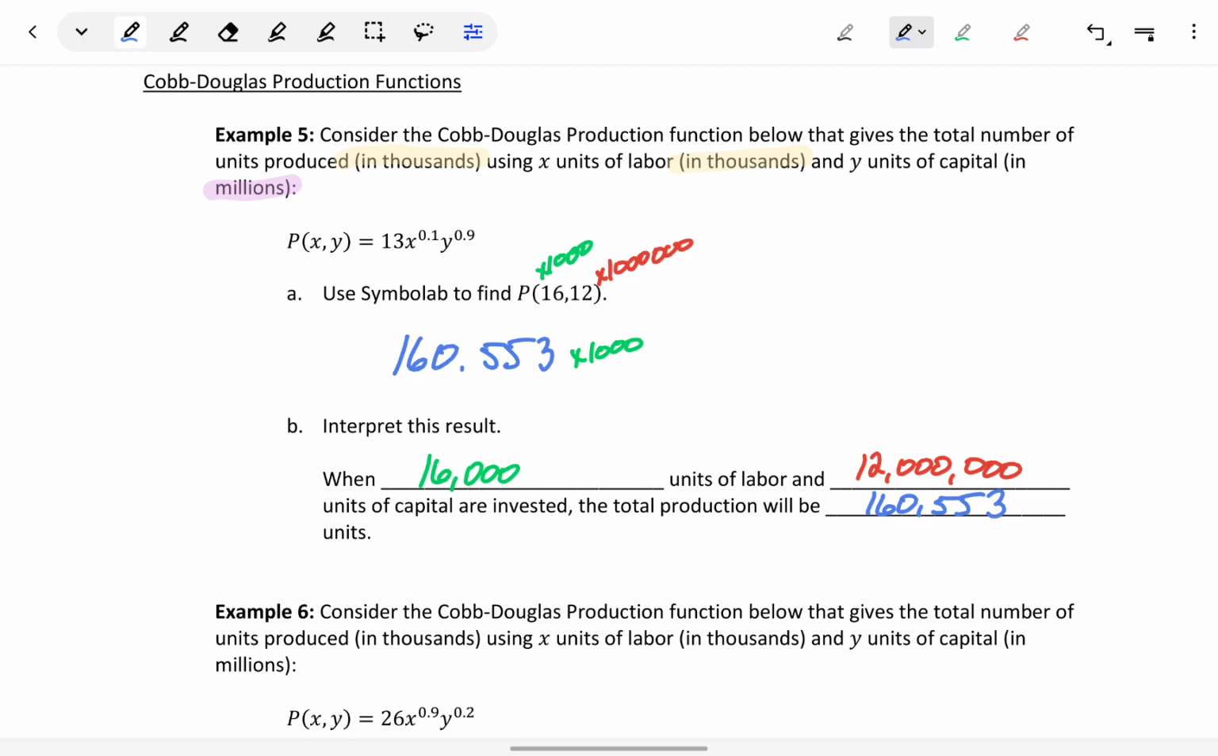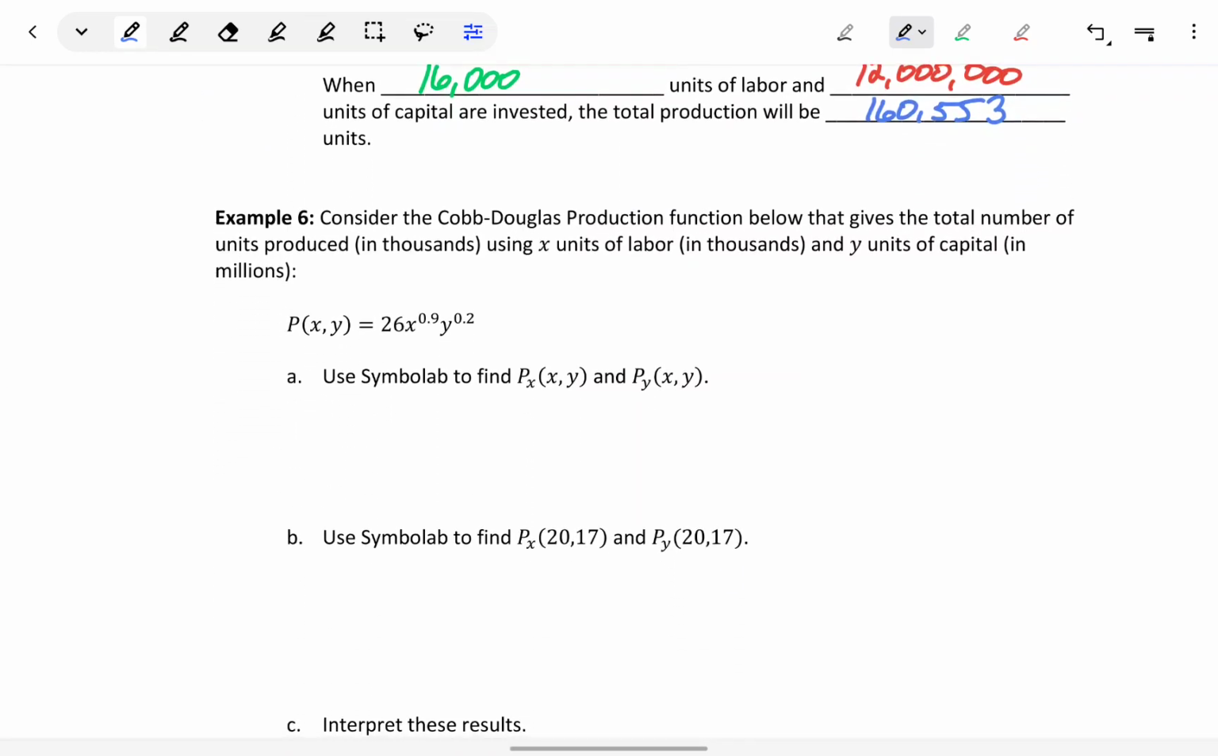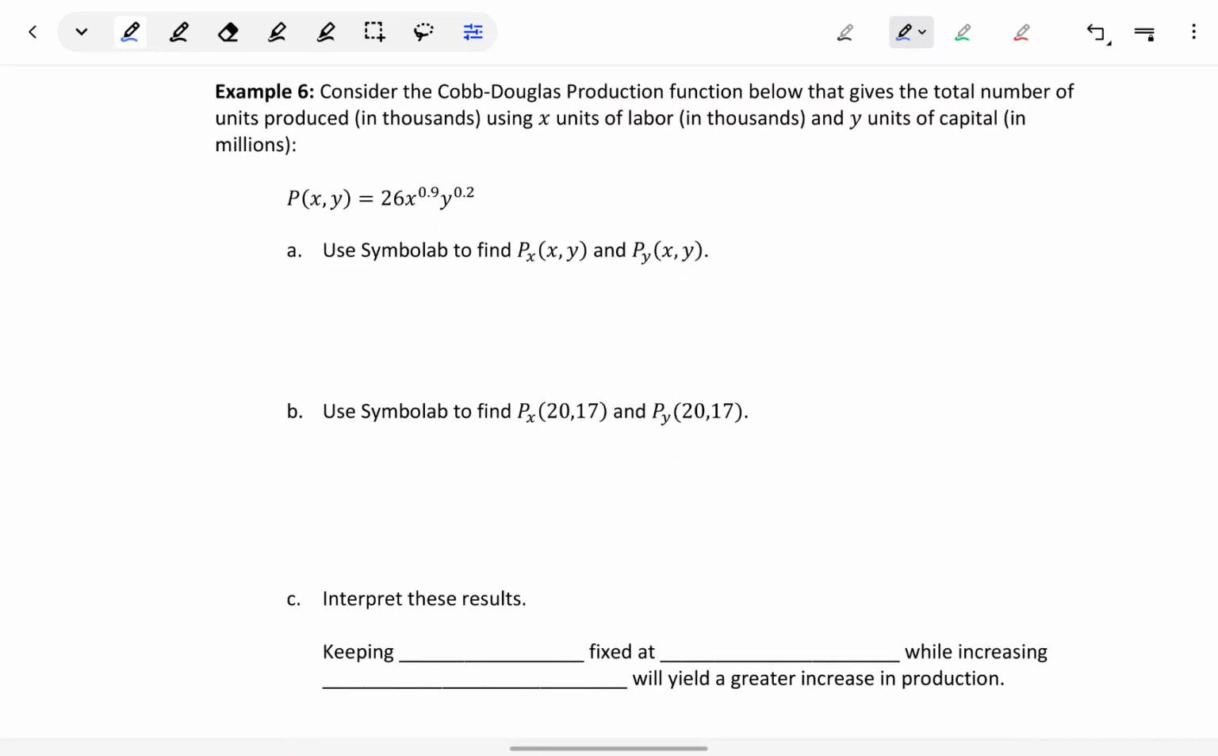We haven't done any calculus in this first example here. We're just looking at a Cobb-Douglas production function and seeing how we interpret that information. Again, telling us about how many units of labor, how many units of capital are invested, and then what that total output is. Now in example 6, we want to look at this idea of marginal analysis applied to those Cobb-Douglas production functions.